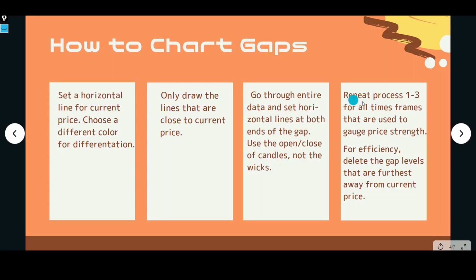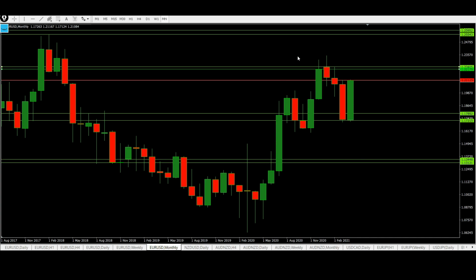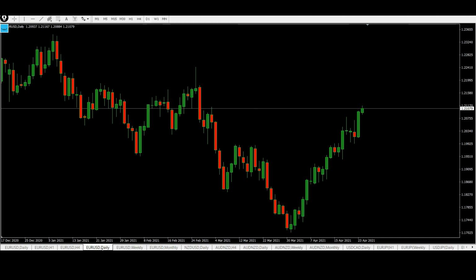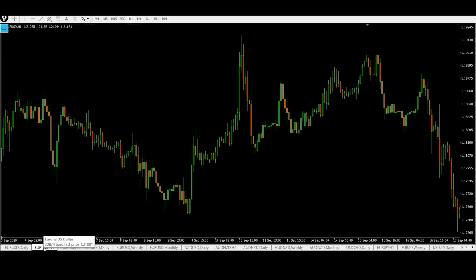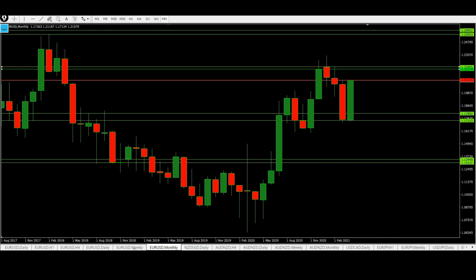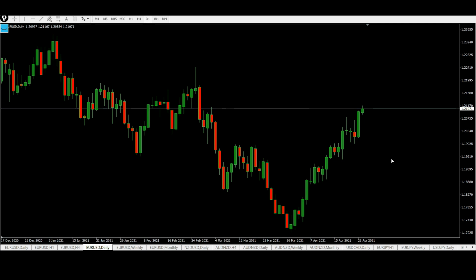Okay, number 4. Repeat the process 1 through 3 for all time frames that are used to gauge price strength. Okay, so the charting that we did on this monthly chart, if you're using the weekly, daily, 4-hour, and 1-hour charts, you want to repeat that process for all these time frames. On the other hand, if you only use the monthly, weekly, and daily time frames to trade, then those are the only charts you need to repeat that process on. Okay, let's go on to the remainder of that text.